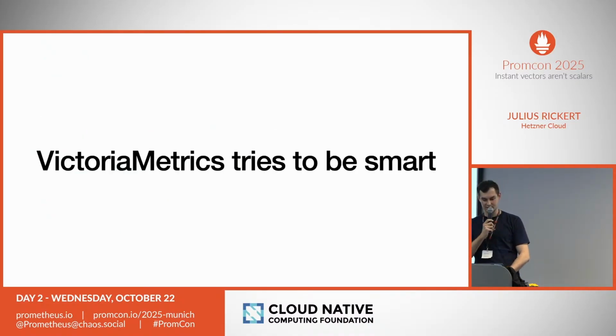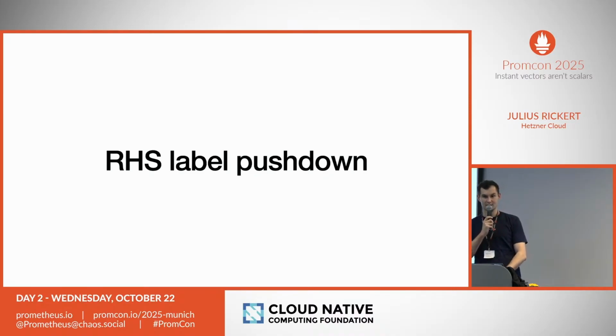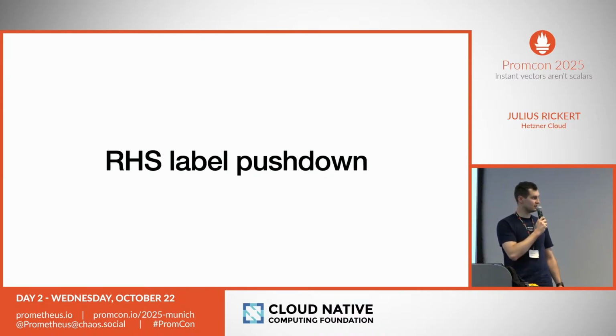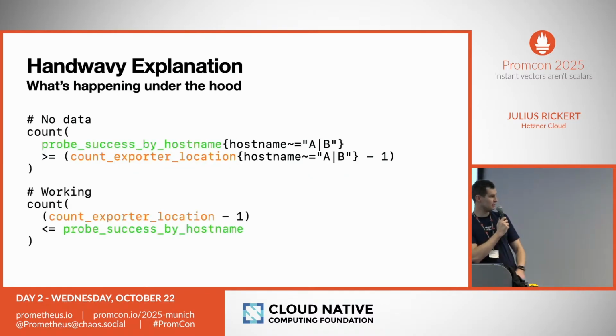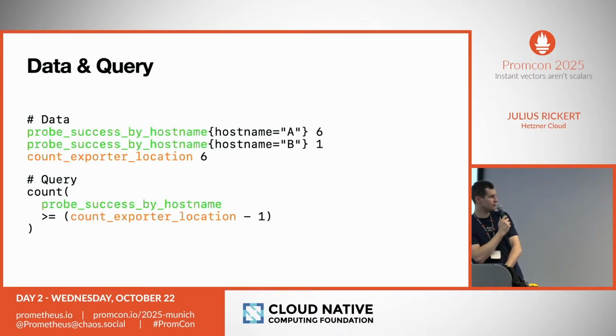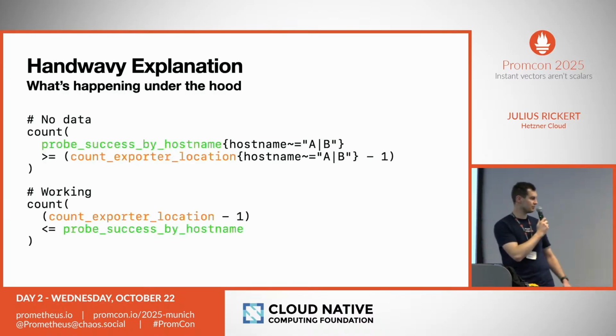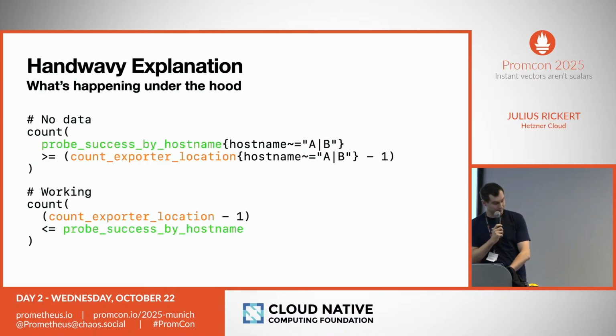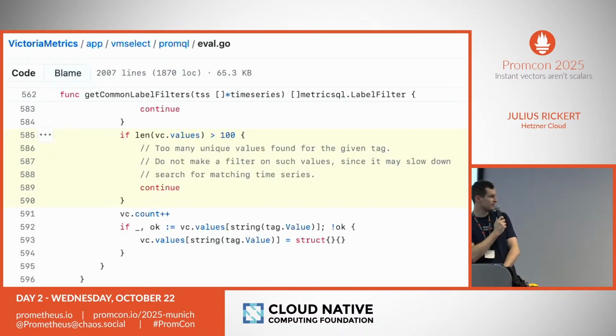VictoriaMetrics tries to be smart here, and it does a right-hand side label pushdown. For our example data, we have two host names, in this case A and B, and VictoriaMetrics recognizes that it's on the left side of the binary operator, and then it does a label pushdown, so it takes this and applies it to the count of exporter location too. But that doesn't work because it doesn't have any labels. And if you turn it around, it works for some reason.